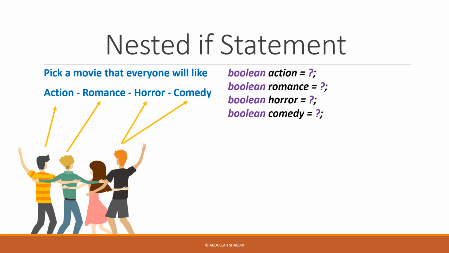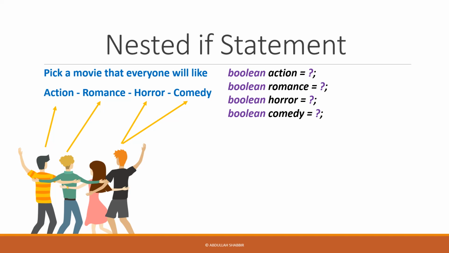Given these four Boolean variables that store whether a movie includes action, romance, horror, or comedy, what if statement can we write to choose a movie that everyone can enjoy? We have to focus on writing a test condition that involves all of these three preferences. Our first preference is action, second is romance, and third is either comedy or horror.